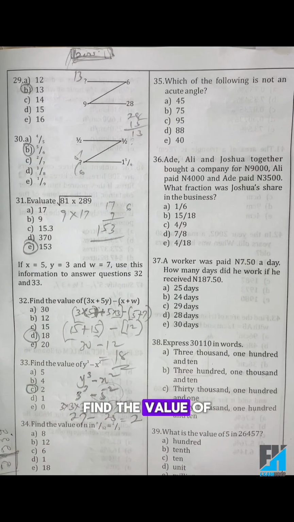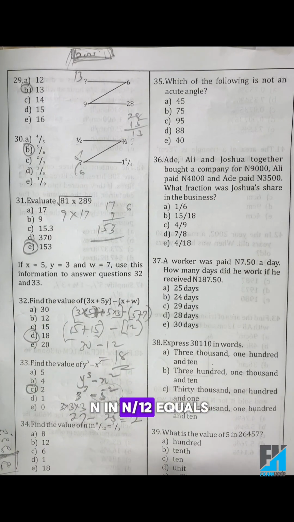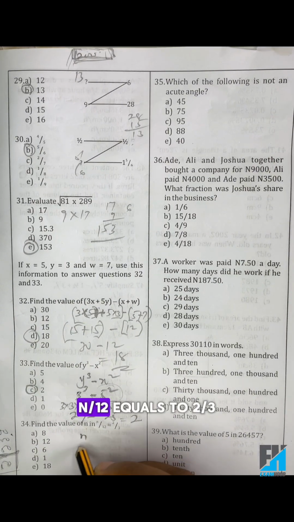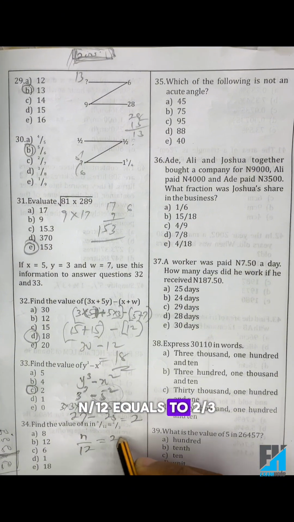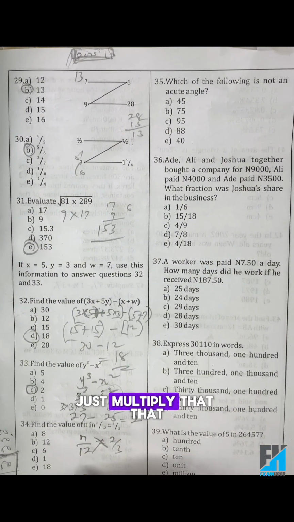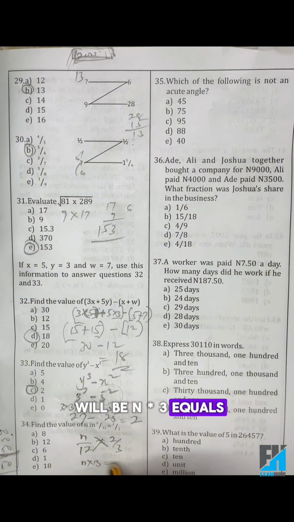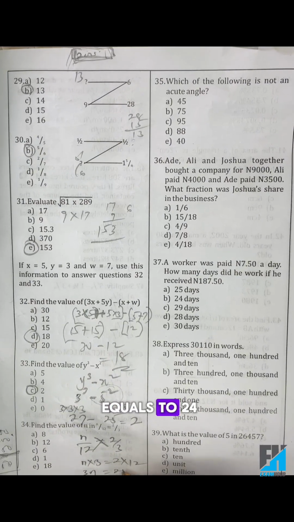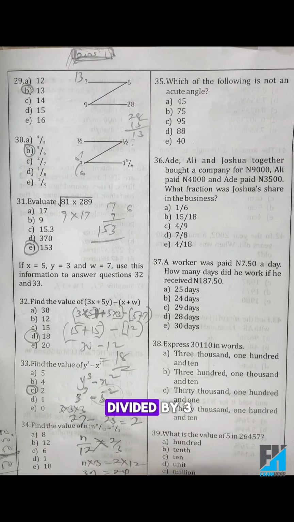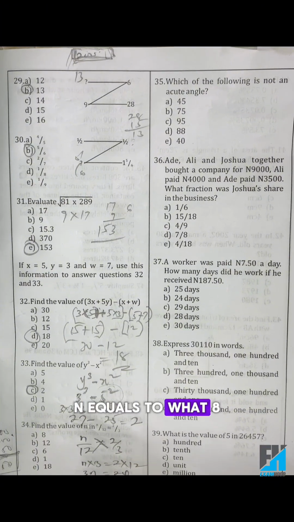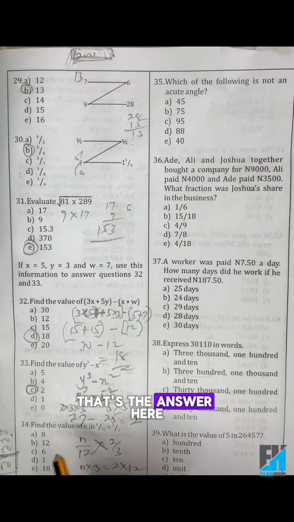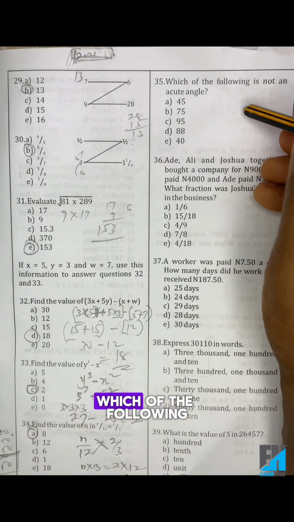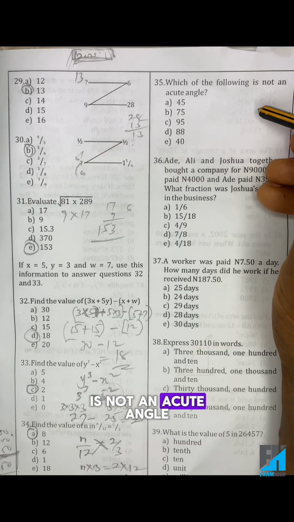That's C. Find the value of n in n over 12 equals 2 over 3. At this point, just first multiply. That will be n times 3 equals 2 times 12. That will be 3n equals 24. N equals 24 divided by 3. N equals 8. So the answer here is 8.